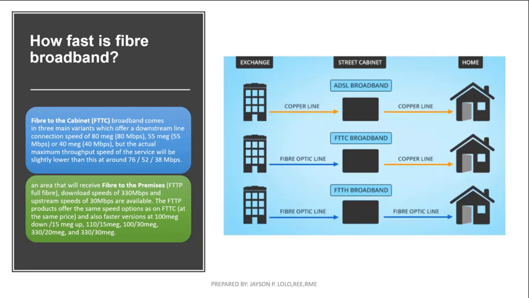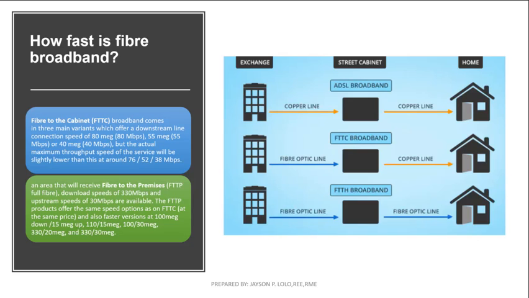So how fast is the fiber broadband? Take note that the FTTC broadband comes in 3 main variants, which offer a downstream line connection speed of 80 Mbps. I don't know if we feel this speed, but this is the maximum speed of the FTTC. So from 80 Mbps, we have 55 Mbps or 40 Mbps, but the actual maximum throughput speed of the service will be slightly lower.